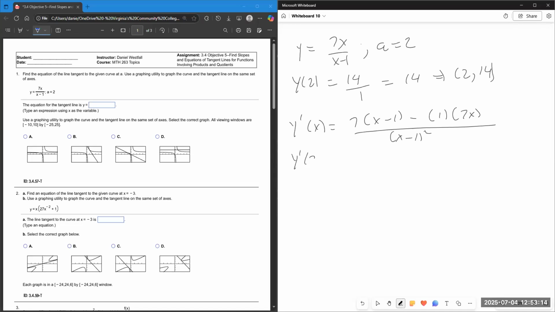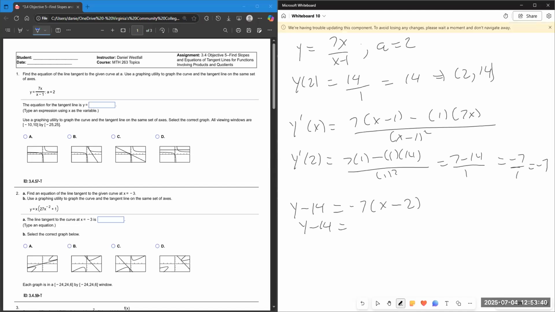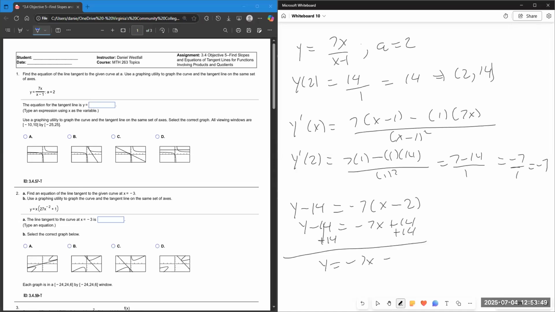I'm going to go ahead and stick in 2. That's going to give me 7 times 1 minus 1 times 14, over 1 squared, which is 7 minus 14 over 1. So negative 7 over 1 is a negative 7 for the slope of my tangent line. y minus my y value is equal to my slope times x minus my x value. y minus 14 is negative 7x plus 14. And I add 14 to both sides to get this into slope-intercept form. y equals negative 7x plus 28. The curve and the tangent line are correct in option B there for the given window.